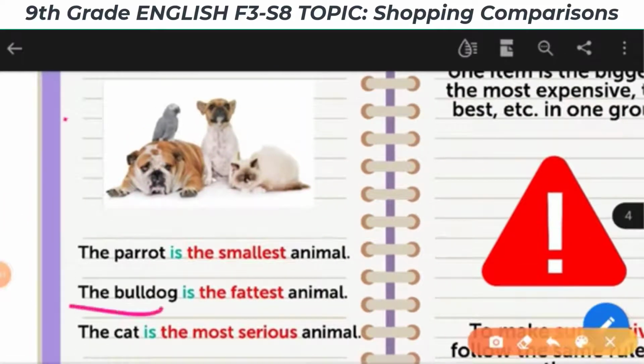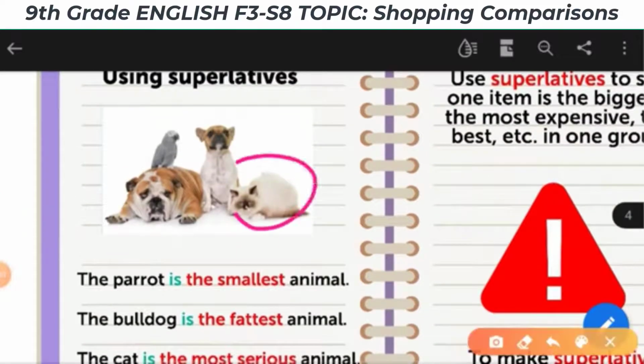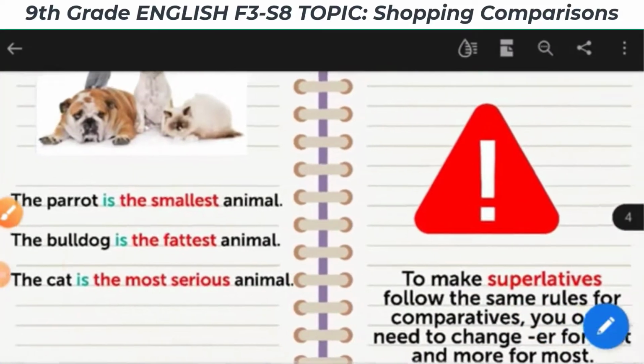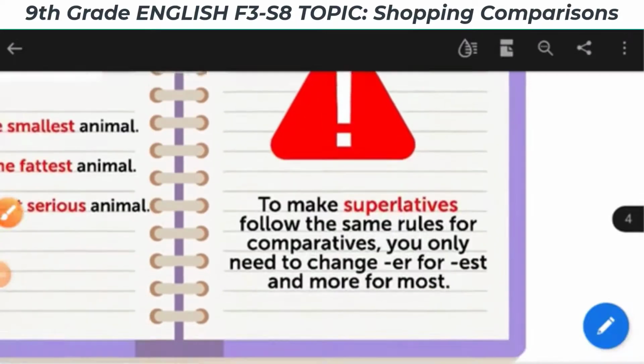The bulldog is the fattest. El más gordo, the fattest animal. Yes. The cat is the most serious animal. Yes. El más serio. The cat is the most serious animal. Okay. Estamos hablando de los superlatives. Lo mayor de lo mayor. Yes. The superlative to say one item is the biggest, the most expensive, the best, etc. in one group.